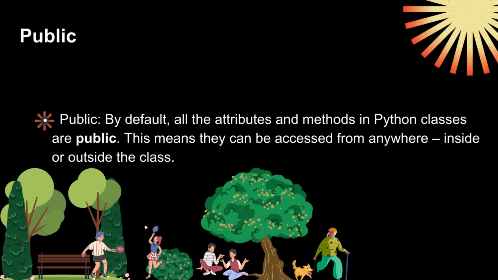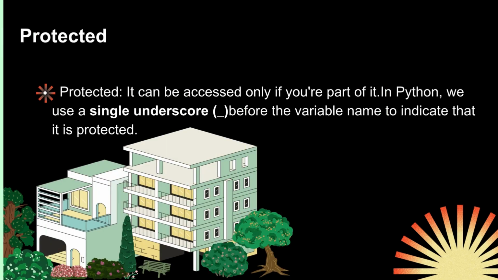Okay. Now, what do you understand by protected members? Protected, as the name suggests, can be accessed only if you are a part of it. In Python, we use a single underscore before the variable name to indicate that it is protected, for which we can take an example of a building. It is protected, but you have access if you live in that building, right?